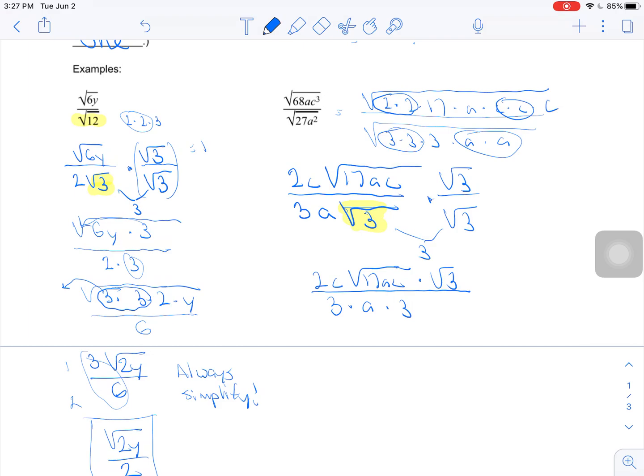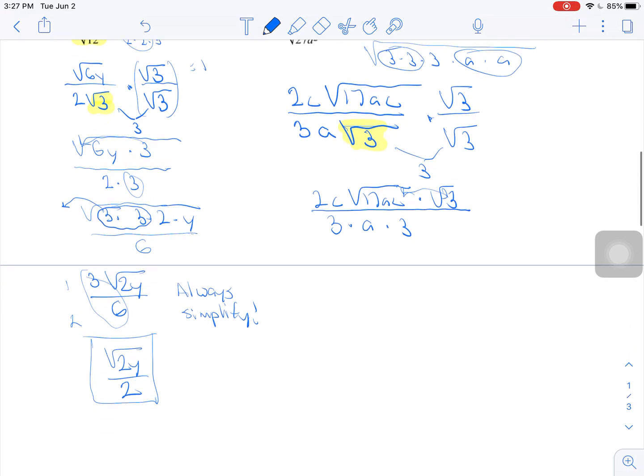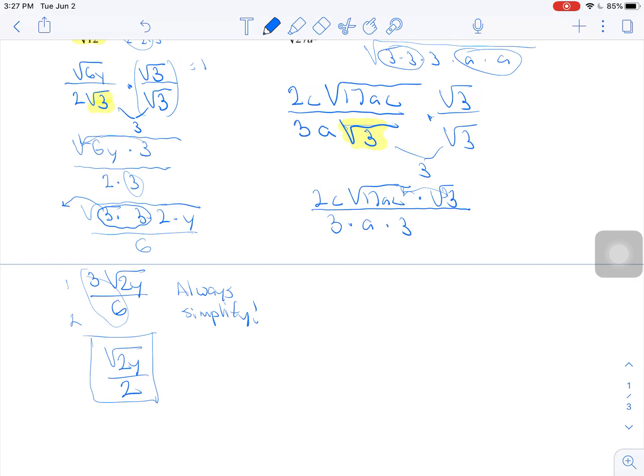So now we're going to do a little bit of cleanup and a little bit of putting things together. First of all, these two parts I could put back together. I'm not going to be able to get any more perfect square factors out of 17 times a times c times 3, but I can at least put those back together so that they're all under the same square root symbol. So 2c times, if I multiply together my 17 and my 3, I get 51. So square root of 51ac, and then 3 times 3 is 9, so 9a.